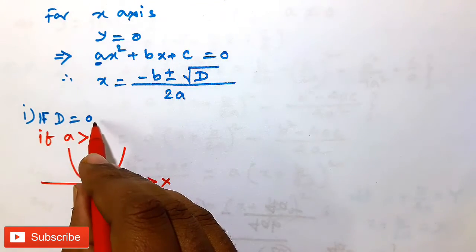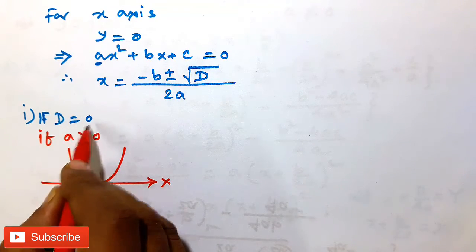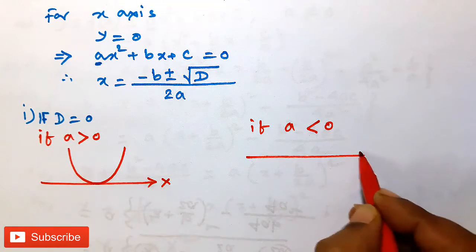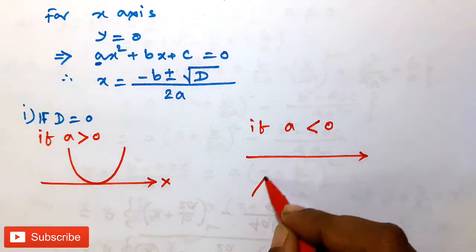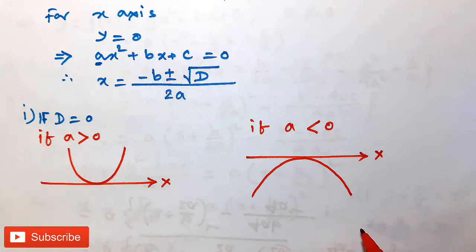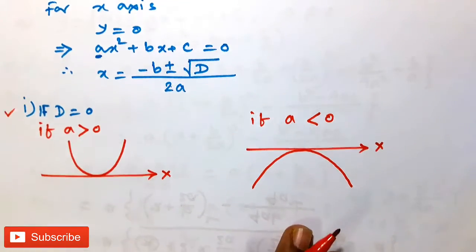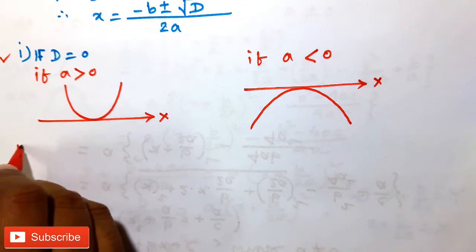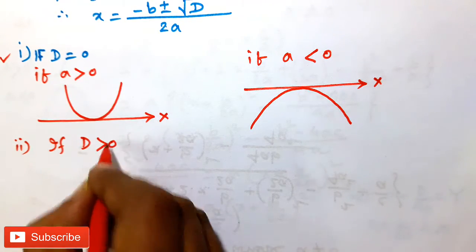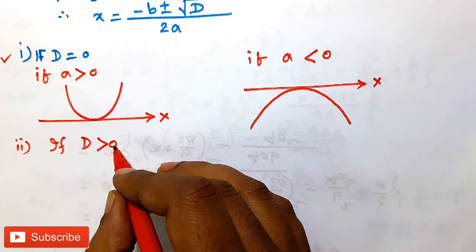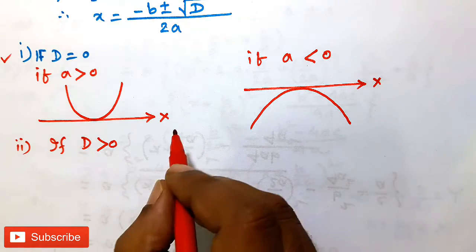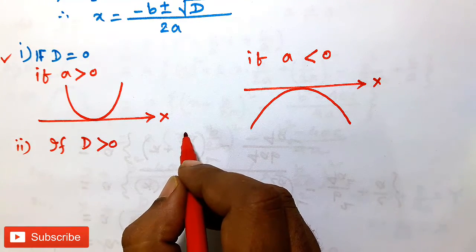And if D is equal to 0 and if a is less than 0, then the parabola opens downwards. Like this one, it obviously touches the x-axis and in downwards direction. This is the first case discussed. Second case. The second case is if D is greater than 0. If D is greater than 0, then the parabola cuts x-axis at two distinct points. The parabola will cut the x-axis in two distinct points.